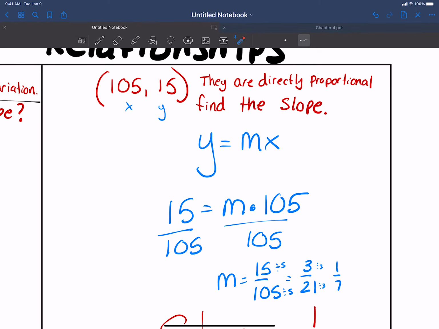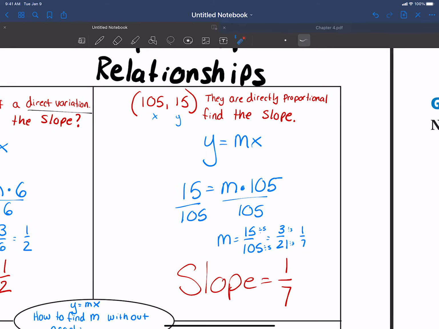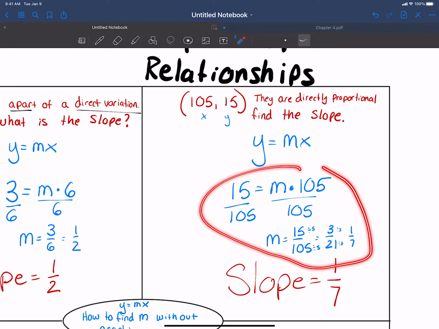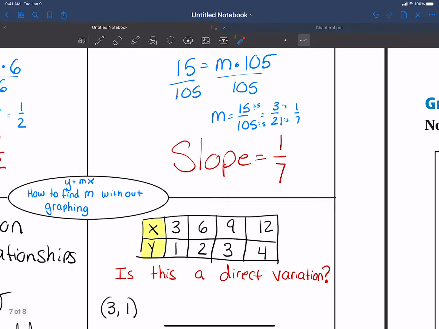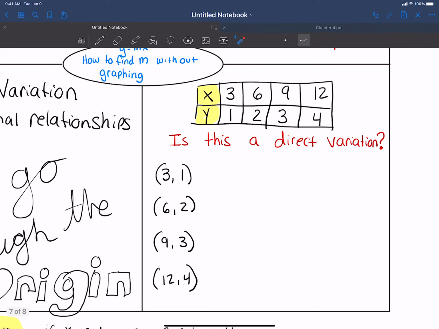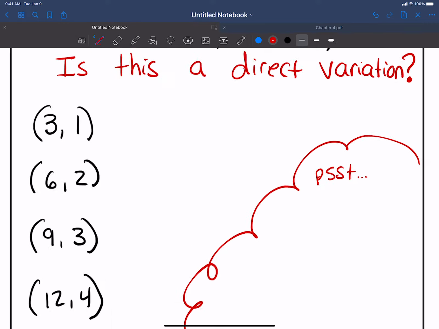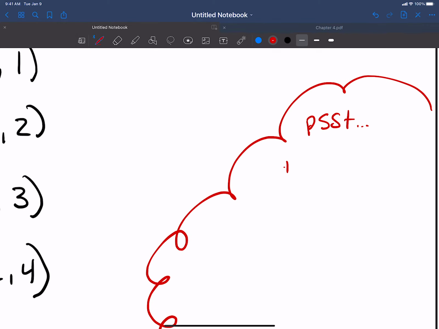So here's a little shortcut. Instead of plugging it in and doing all this math right here, can't you just tell me it's the y over the x? Okay, so over here, I want you to give me a little bubble and say, like, psst, this is a little secret. Here's a secret: the slope is just the y coordinate over the x coordinate, yes?